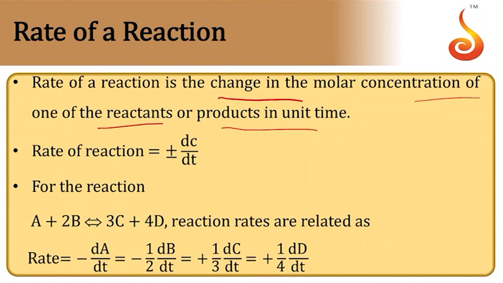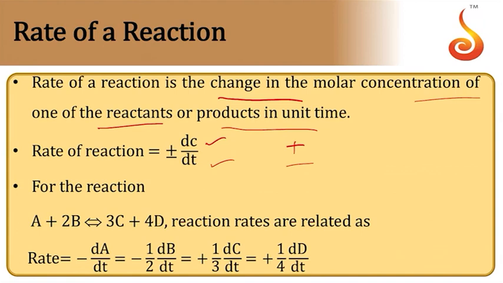It is represented as plus or minus dc by dt. The concentration increases with respect to products and the concentration decreases with respect to reactants, and therefore we are using plus or minus. So the concentration is decreasing with respect to reactants and the concentration is increasing with respect to products, and therefore we are using plus or minus sign.